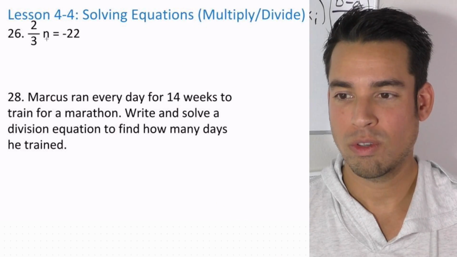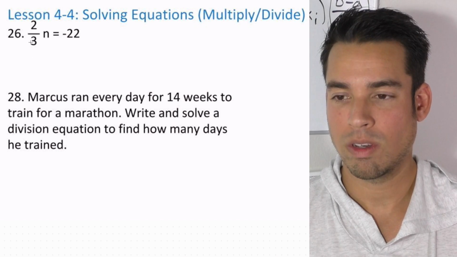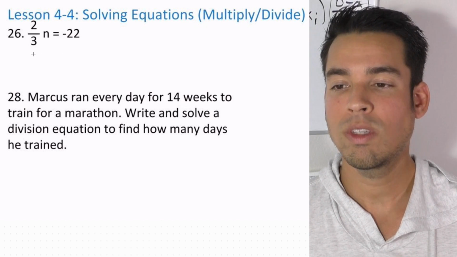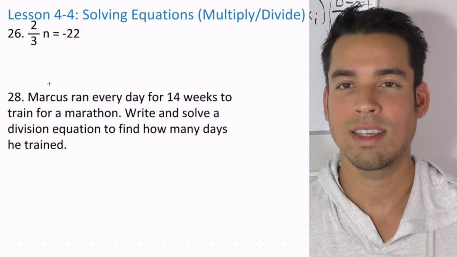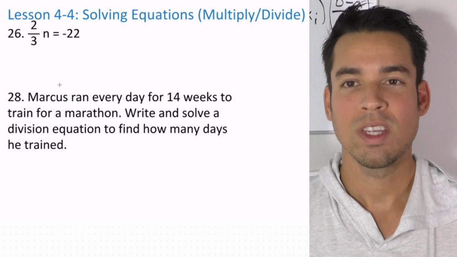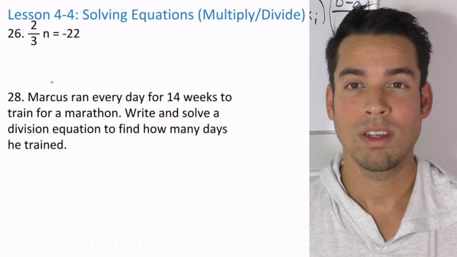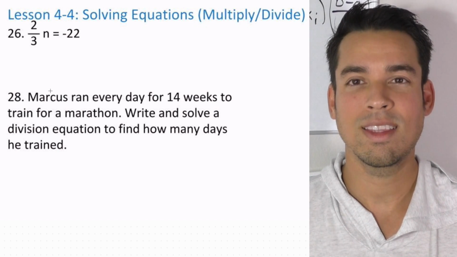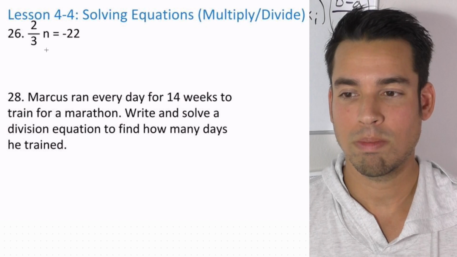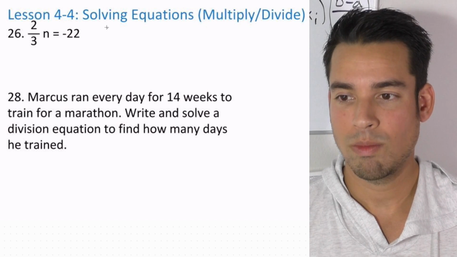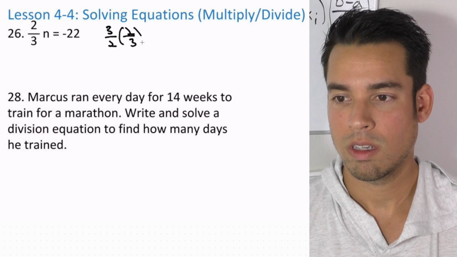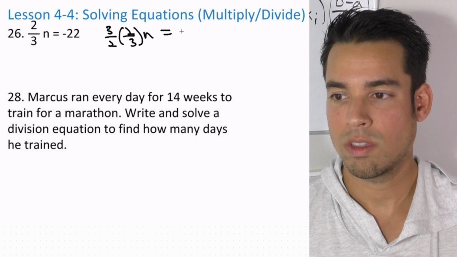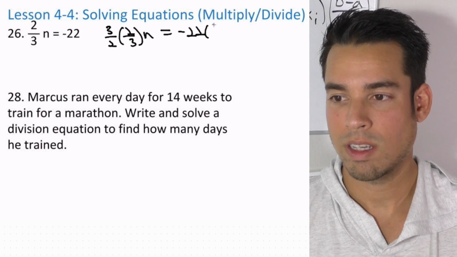So here we got 2/3 times n equals negative 22. Again, we're doing an inverse operation to get rid of that 2/3, to get that n isolated. So what we need to do here is we can divide by 2/3 if we want, but the easier thing to do other than dividing by a fraction is multiplying by the reciprocal. So instead we could say 3/2 times 2/3 n equals negative 22 times, again, that reciprocal.